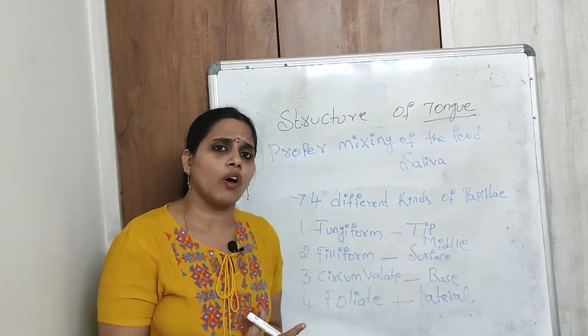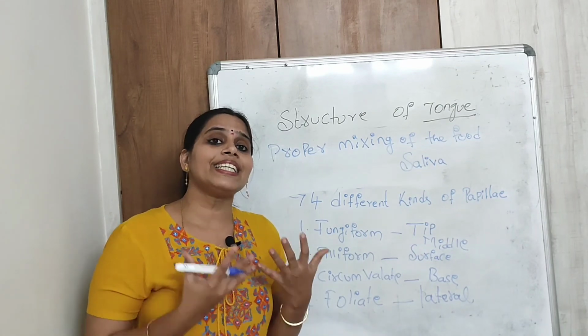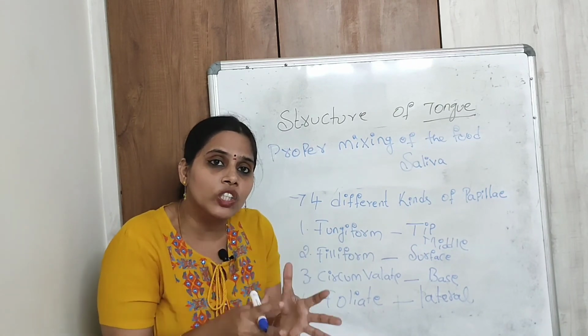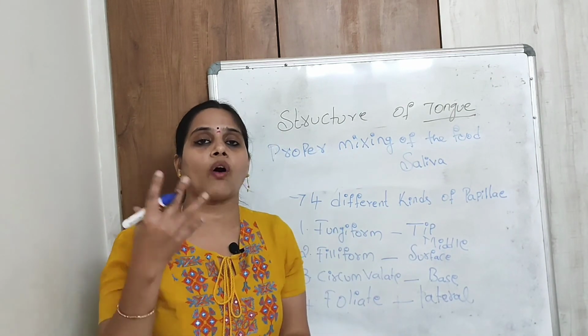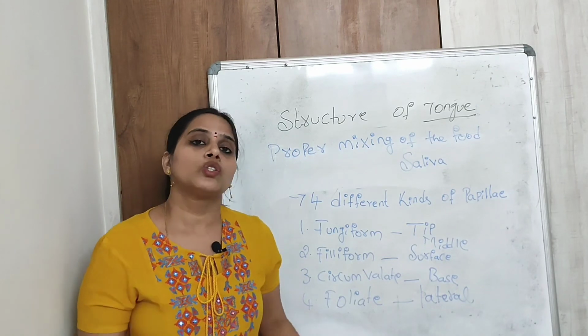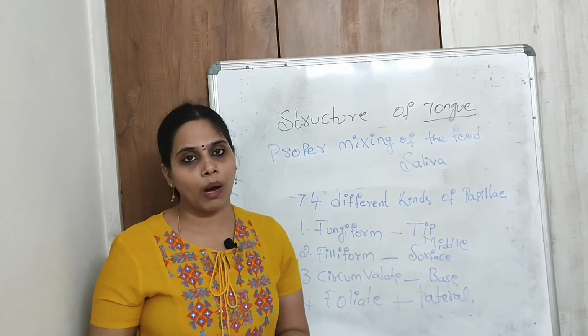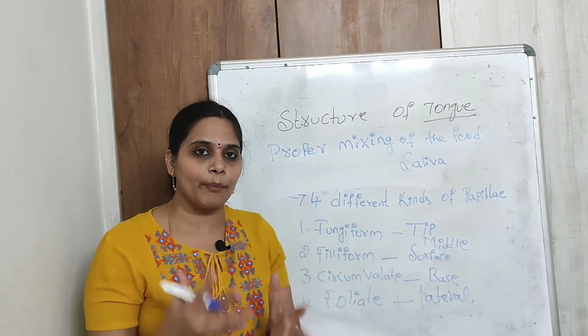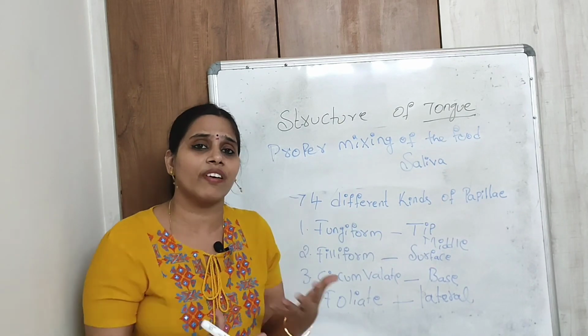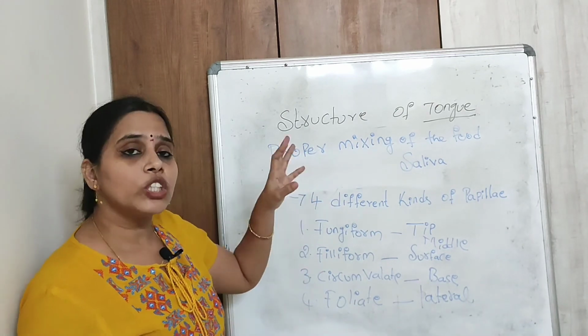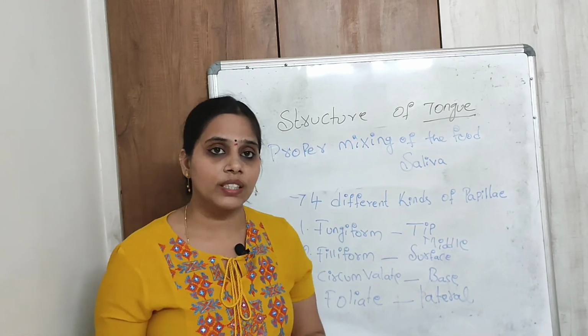And what is the function of the teeth? Teeth help in cutting and crushing of the food, and the tongue helps in proper mixing of the food with saliva. So this happens inside the mouth. We have discussed what the function of the teeth and tongue, which are present inside the mouth, is.